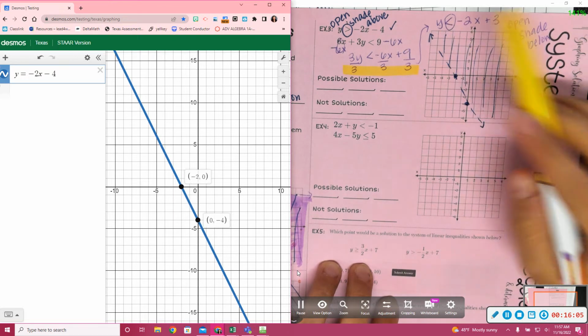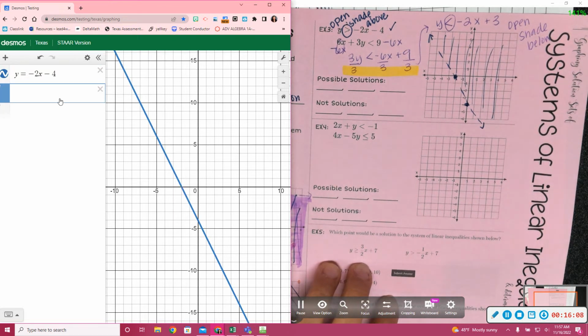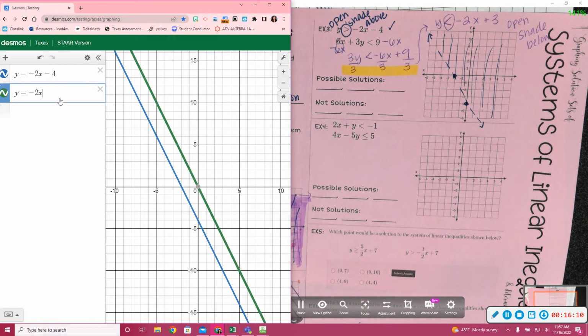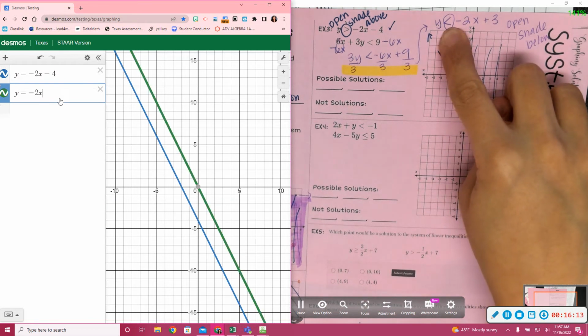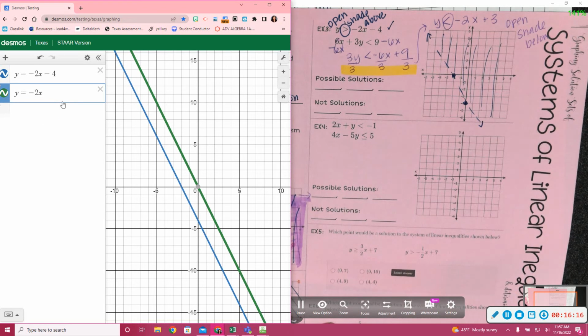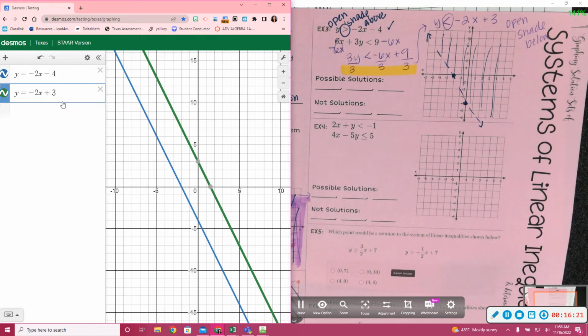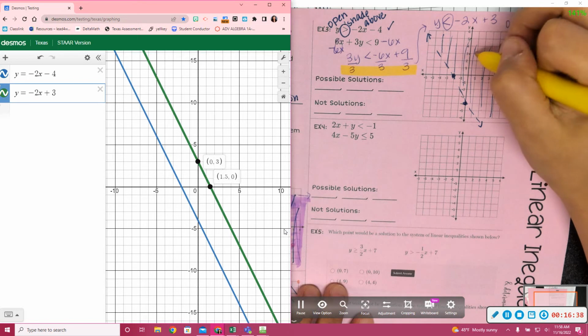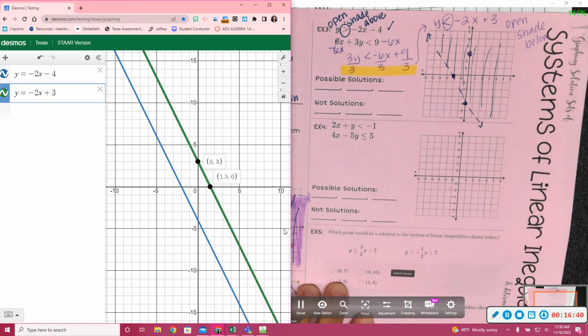My next line, we have y equals -2x. Again, I changed the inequality to an equal sign, otherwise Desmos will not understand it over here on this part. Y equals -2x plus 3. Oh, that was the blue one, so we're looking at the green one now. 0, 3. And 1.5, 0. Let's find a prettier point.